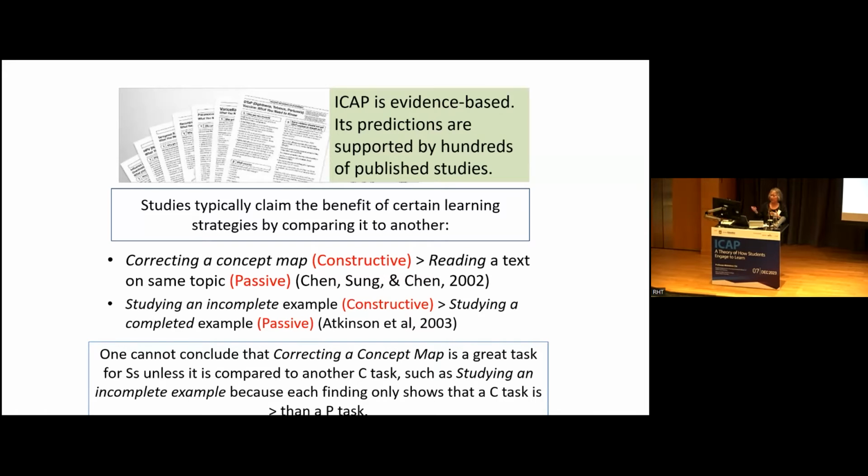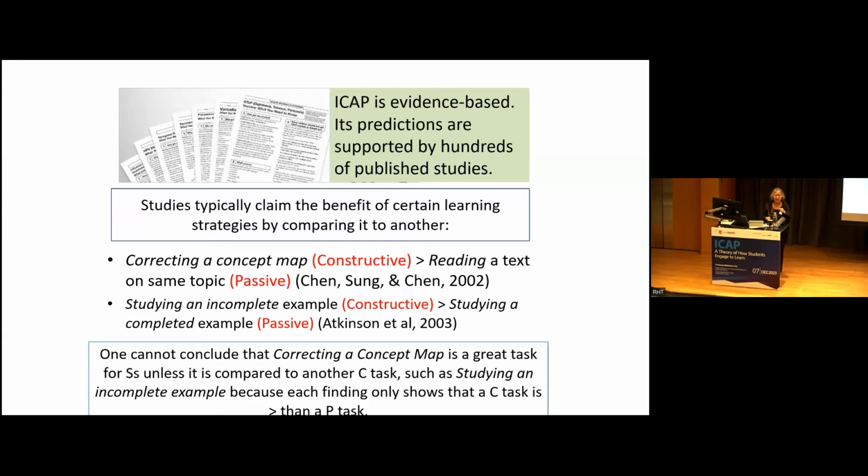Another example: you could be studying an incomplete example, that is, a worked-out solution with missing steps, and you learn more than if you study a completed example. These results not only seem counterintuitive, but the authors then want to push their activity. They say, oh, studying an incomplete example is the best thing to do, that's what you should have students do. So everybody is suggesting that their activity is the best. But in fact, their activity is just an example of a constructive activity.